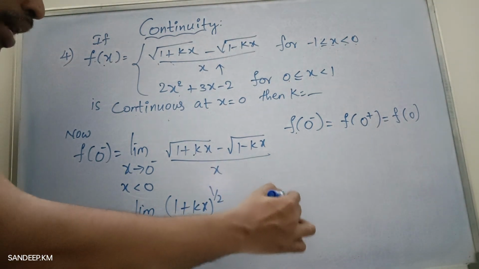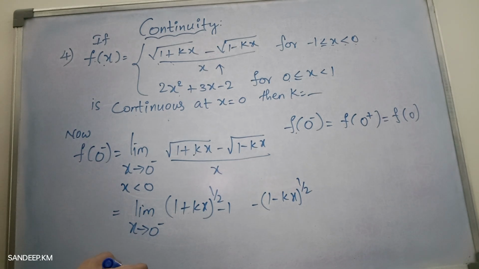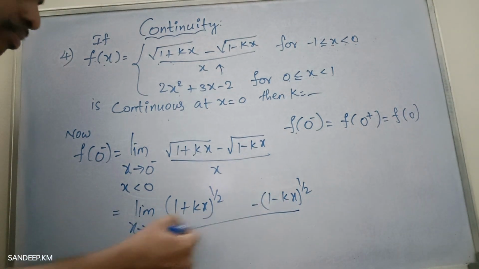Of (1 minus kx) whole power 1 by 2. I will subtract 1. I think this is not needed. No need to subtract anything here. Okay, now whole divided by x.